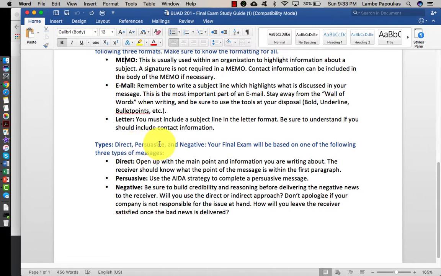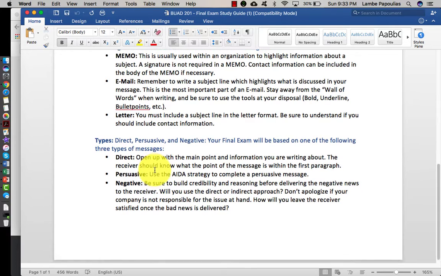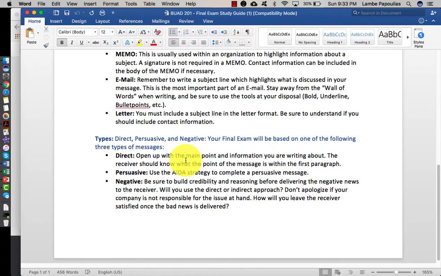So types, you have direct, persuasive, and negative. Your final exam will be based on one of the following 3 types of messages. Direct, open up with the main point and information you are writing about. The receiver should know what the point of the message is within the first paragraph. Persuasive, use the ADA strategy to complete a persuasive message. You want to build that credibility before you give them the action. If it's a negative message, be sure to build credibility and reasoning before delivering the negative news to the receiver.